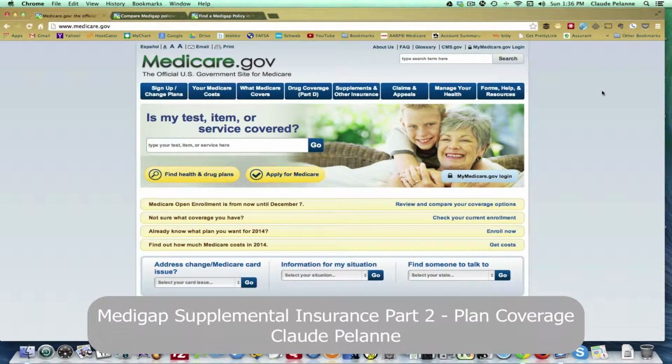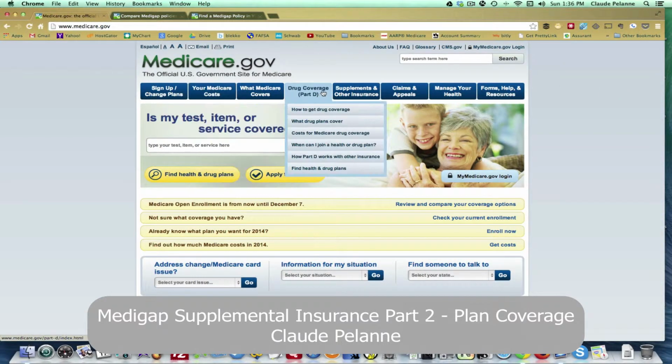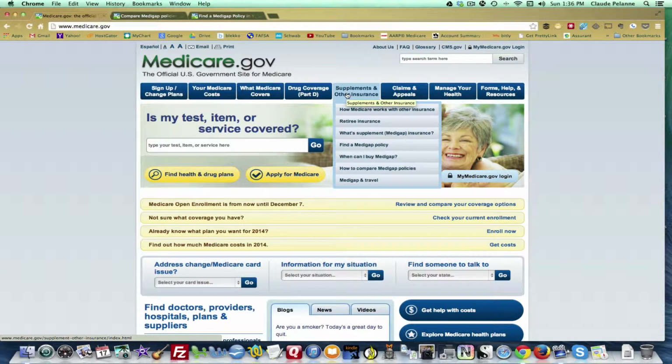This one is about Medigap. I did a part 1, which you should take a look at, and this is a follow-up. So let's take a look now and see what some of these Medigap policies cover. So how to compare Medigap policies.